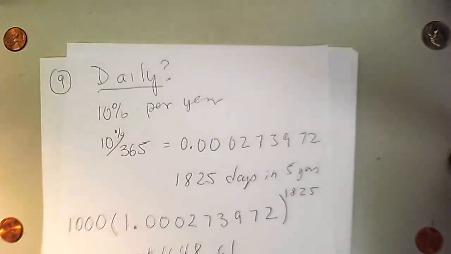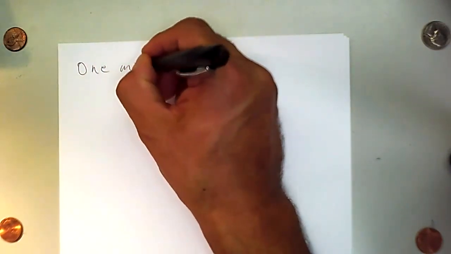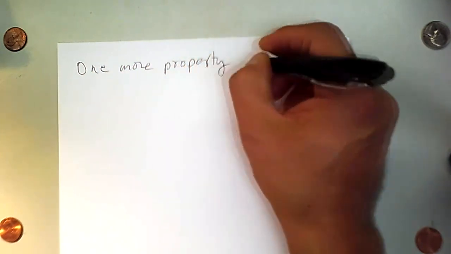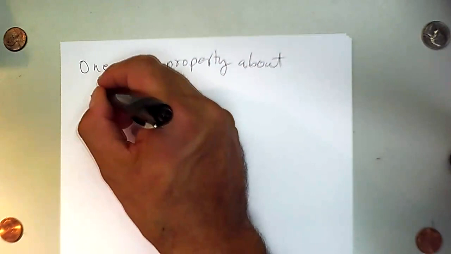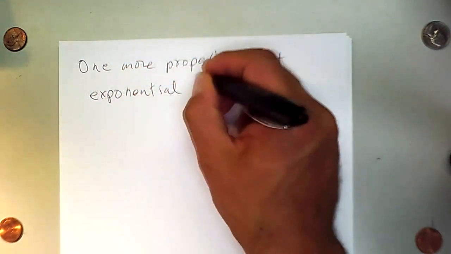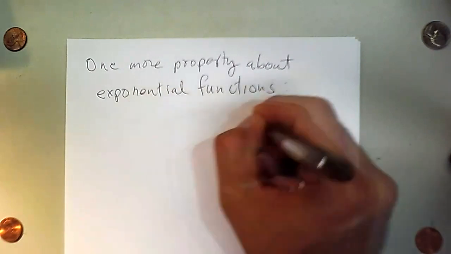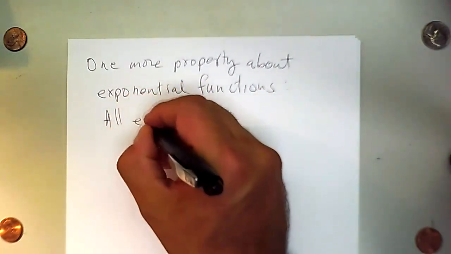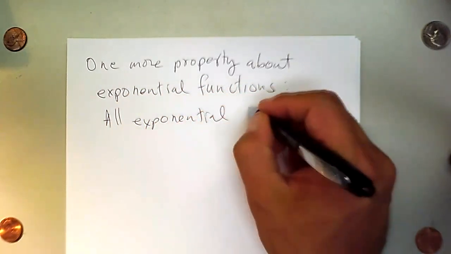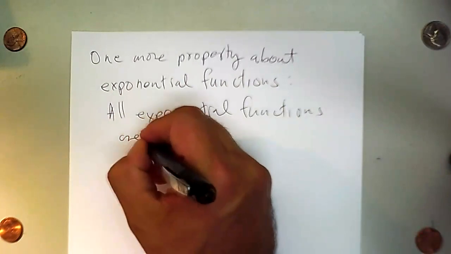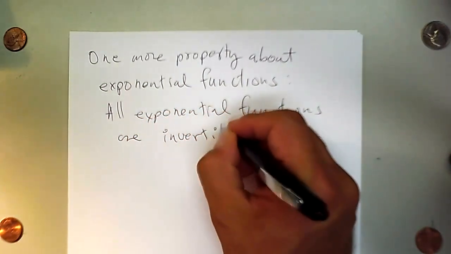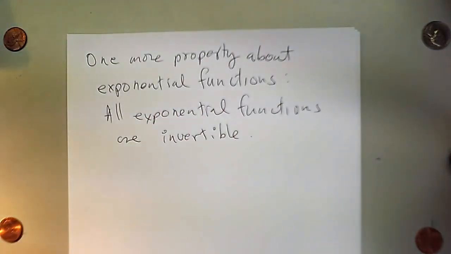So this is the interest. There is one property I neglected to mention. One more property about exponential functions. And that is, they are one-to-one. They are invertible. So all exponential functions are invertible. So there is an inverse to them.